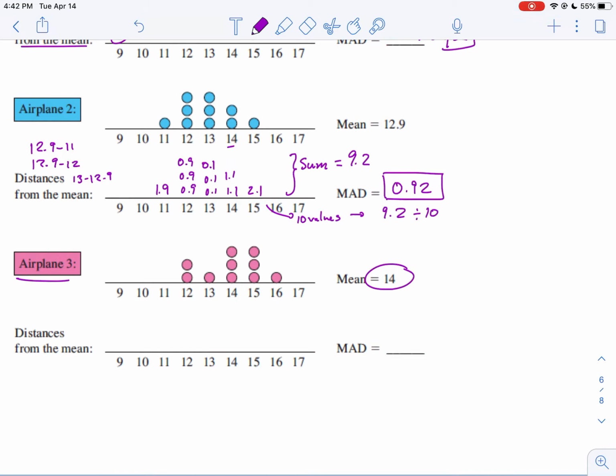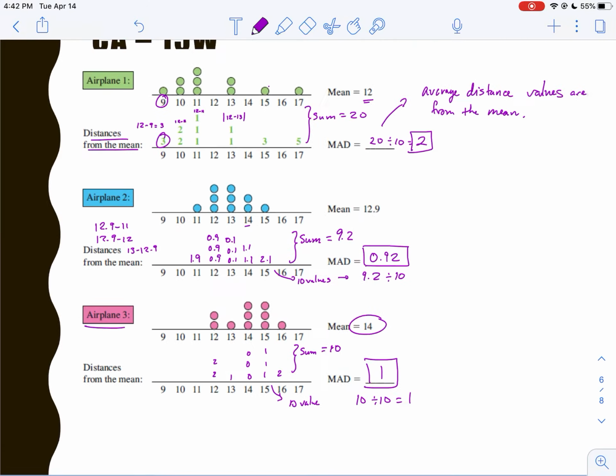Repeat the process here. The mean is 14, so 12 is 2 from the mean. 13 is 1. 14 is 0 from 14. 15 is 1 from the mean. And 16 is 2 from the mean. So if we now find the sum of those numbers, we get 10. Again, there's 10 values. So the average distance will be 10 divided by 10, which is 1. So we get a mean absolute deviation of 1.